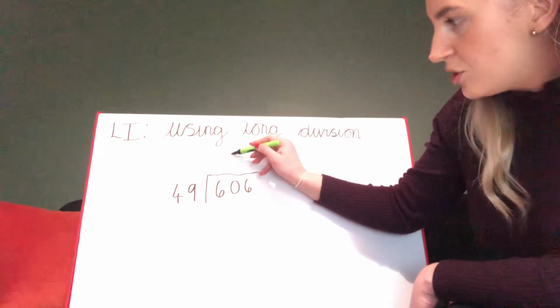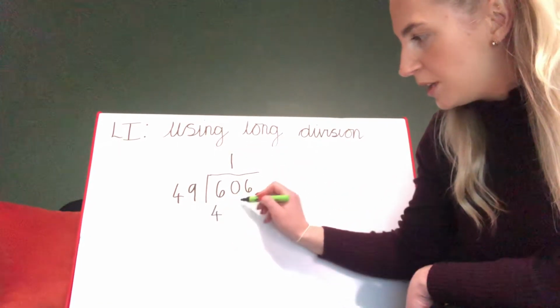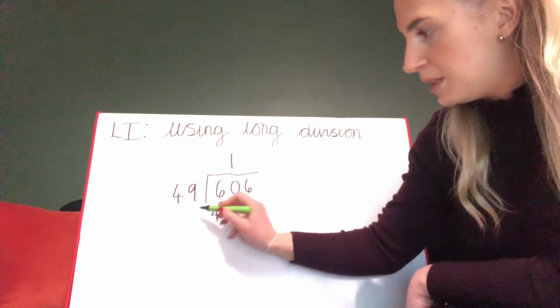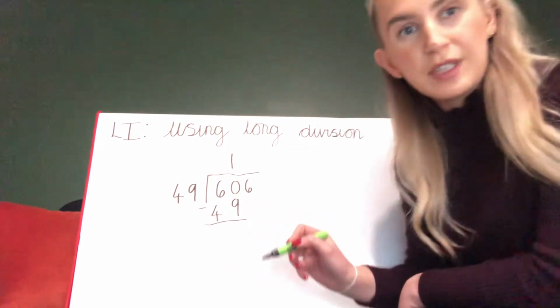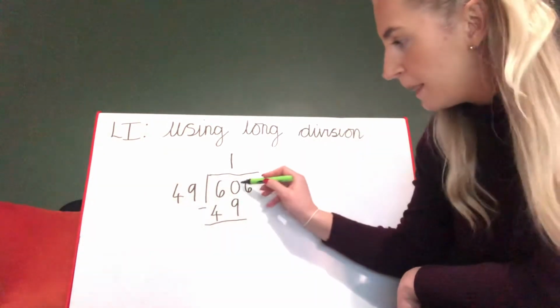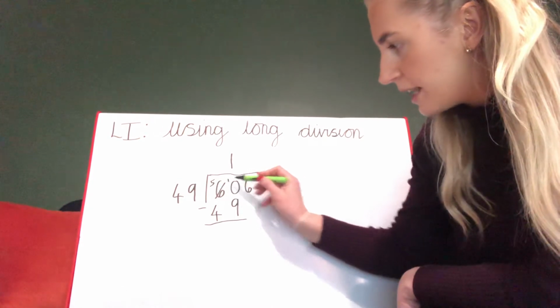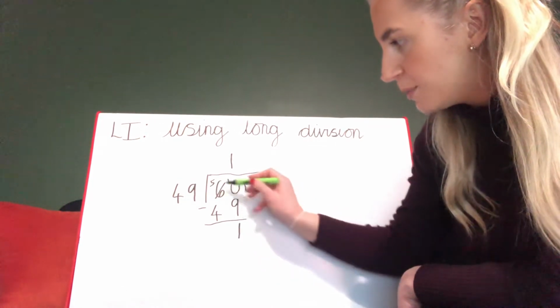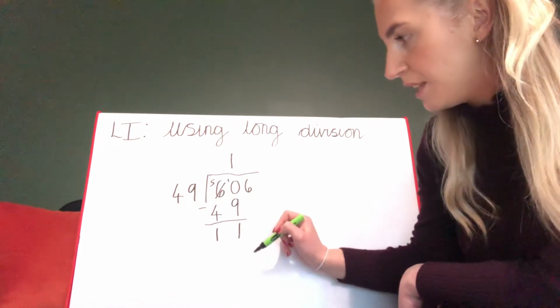We know that it's just going to fit in once. We know there's definitely going to be a remainder, so to calculate my remainder, I'm going to write the 49 underneath the 60 and do a subtraction calculation. Now 0 take away 9, I'm going to have to borrow 1 and make that 10. So 10 take away 9 is 1, 5 take away 4 is 1. So we've got remainder 11.